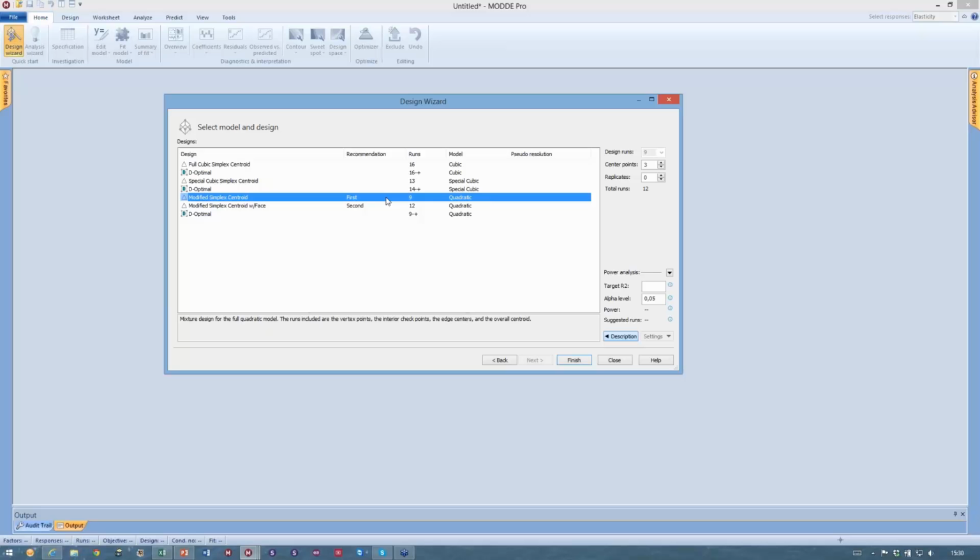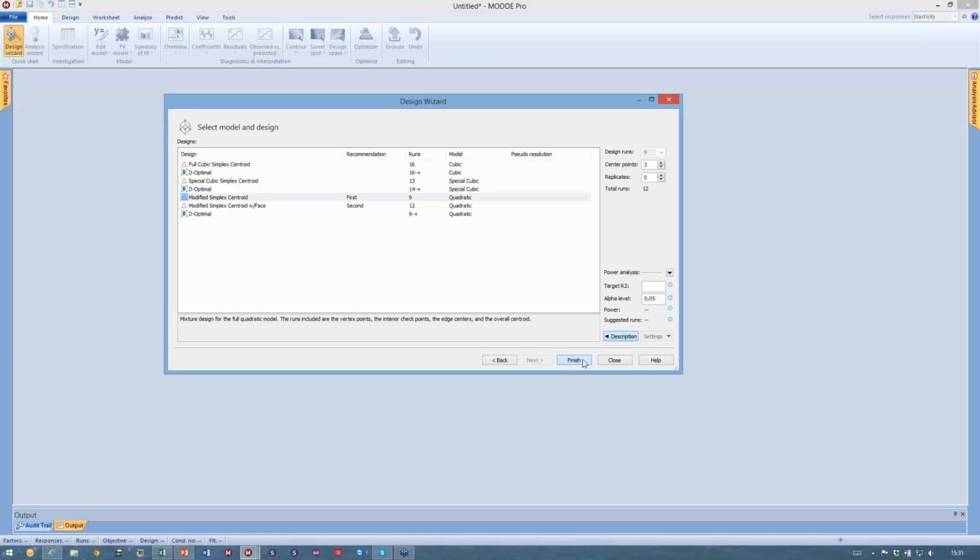MODDE will always have a first recommendation and a second recommendation. These are designs that are well apt for the problem at hand and not encoding an overly high number of runs and not an overly complicated regression model. And in this case, the first recommendation is an experimental design, a classical mixture design called modified simplex centroid that has 9 runs. And MODDE also proposes to make 3 replicates, so a total of 12 experiments, you can say. And this is the design that was done in reality.